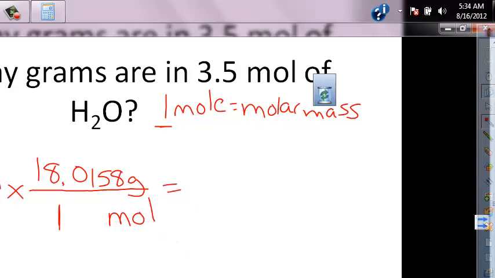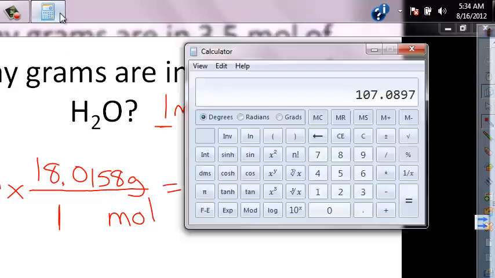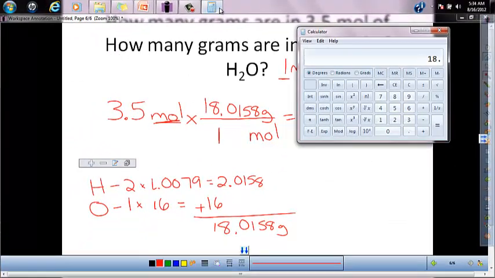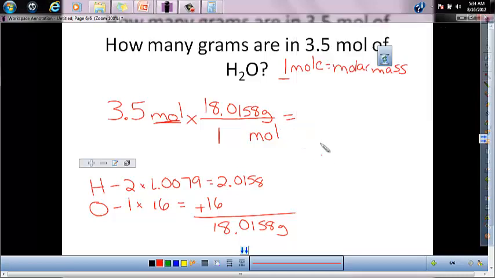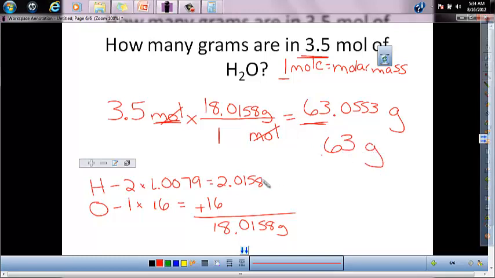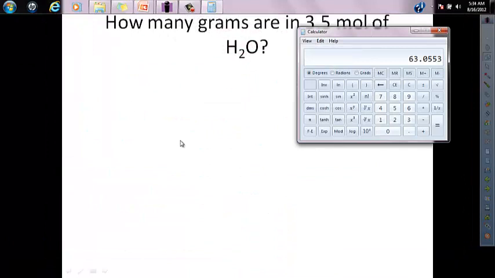Okay, now it's just a simple math problem. So 3.5 times 18.0158. All right, 63.0553. Okay, now our moles canceled, so this is grams. Now, of course, you have to sig fig. There are 2 right there. So there's your answer. Okay, let's try another one.